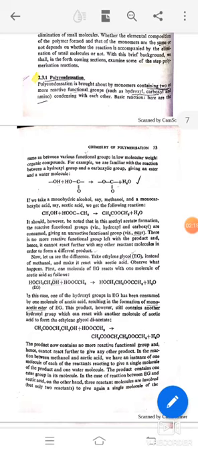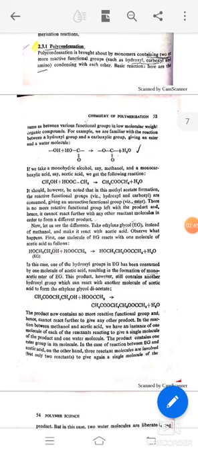It should, however, be noted that in this methyl acetate formation, the reactive functional groups like hydroxy and carboxyl are consumed, giving an unreactive functional group, the ester. There is no more reactive functional group left in the product and hence it cannot react further with any other reactant molecule to form a different product. Now let us see the difference.